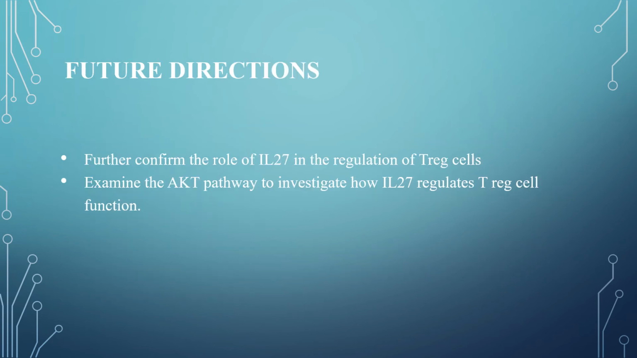With that conclusion, in the future, we will further confirm the role of IL-27 in the regulation of Treg cells by generating induced Treg cells with different concentrations of exogenous IL-27 in vitro. And we also will examine the AKT pathway, which plays an important role in the regulation of apoptosis and metabolism in IL-27 receptor deficient Treg cells, to investigate how IL-27 regulates Treg cell function.